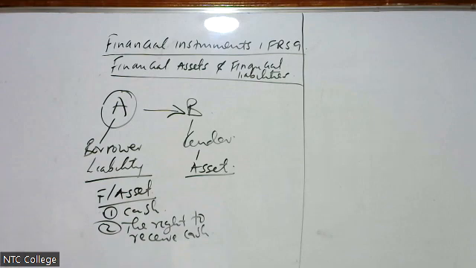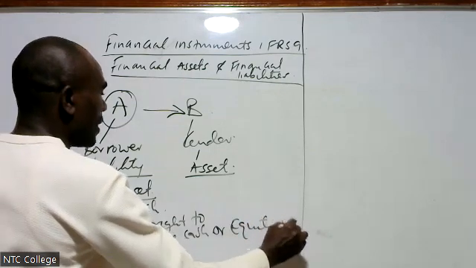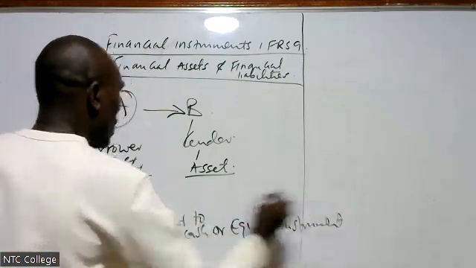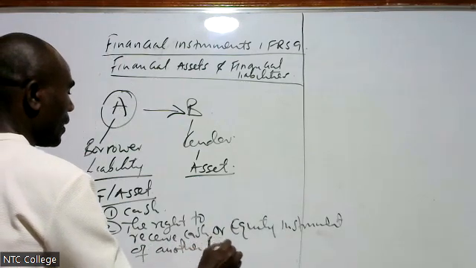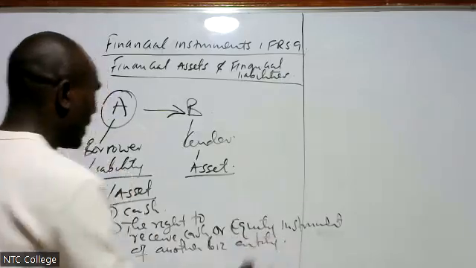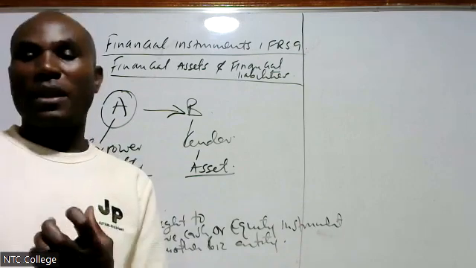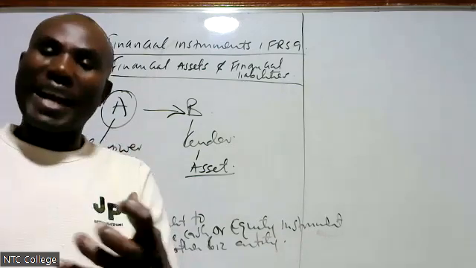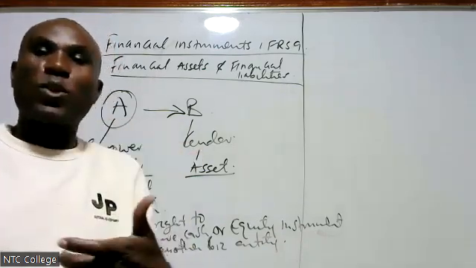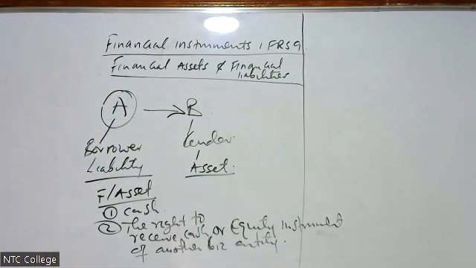The right to receive cash, or equity instrument of another business entity. What is a financial asset? It is either cash or the right to receive. For example, if you give Mwalimu money and Mwalimu needs to pay back, then it means you have the right to receive money from Mwalimu. That's why we are saying that becomes an asset.